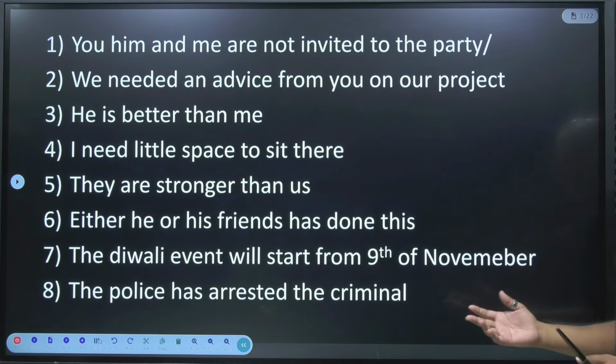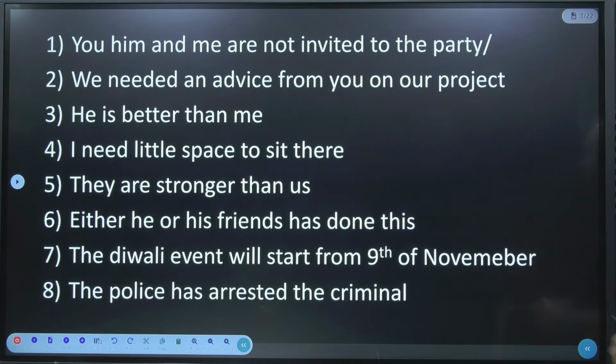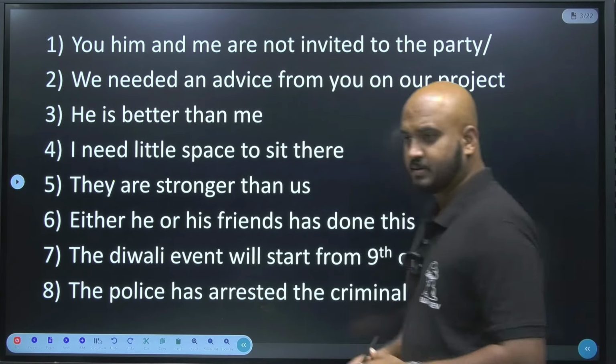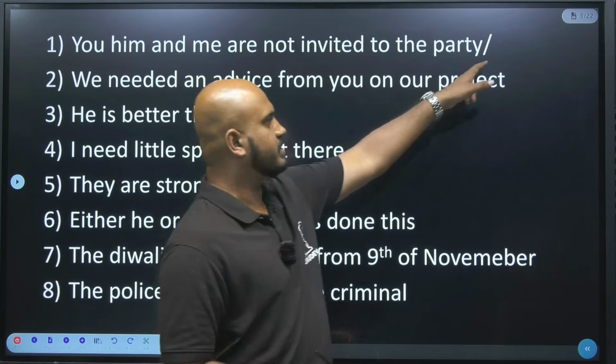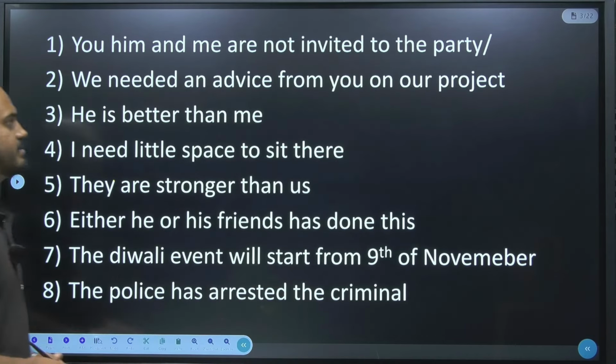It's not necessary that only one sentence should be right. There can be more than one sentence which could be correct. So think, analyze. Please ignore this slash over here. That's by mistake, but otherwise everything is fine.